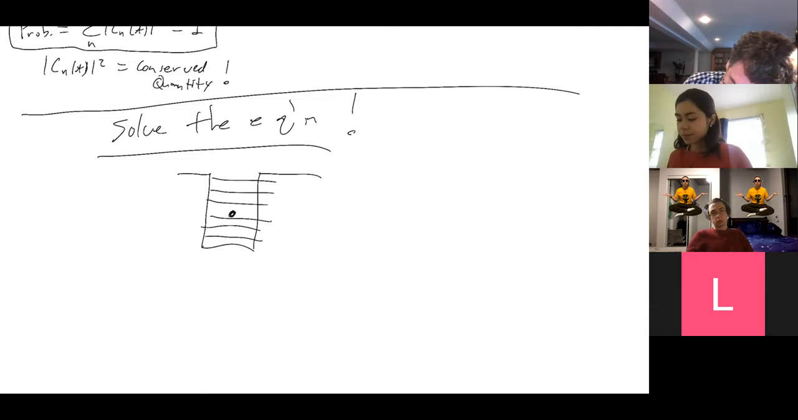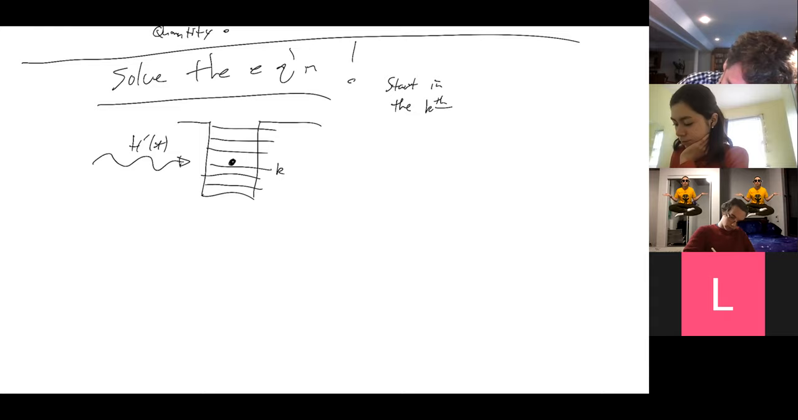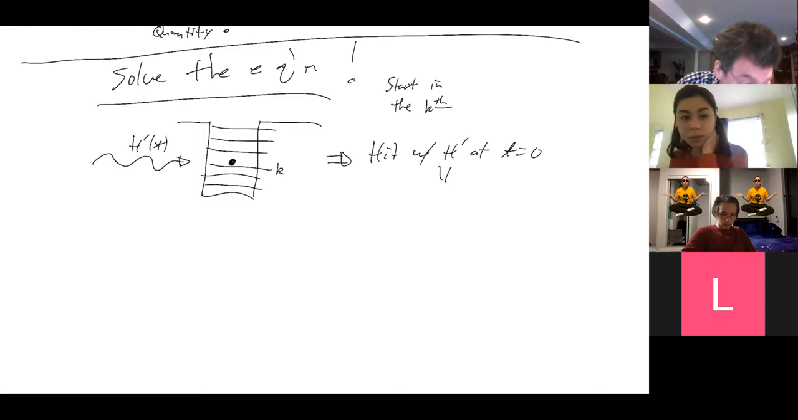And now I'm going to shine some light on it, or I'm going to perturb it. This would be my H prime of t. Now we're going to start in the kth state. And what does that mean, to start in the kth state? And then, of course, we're going to hit it with the perturbation, hit with H prime at t equals zero. And then the question, of course, is the central question of physics: what happens?